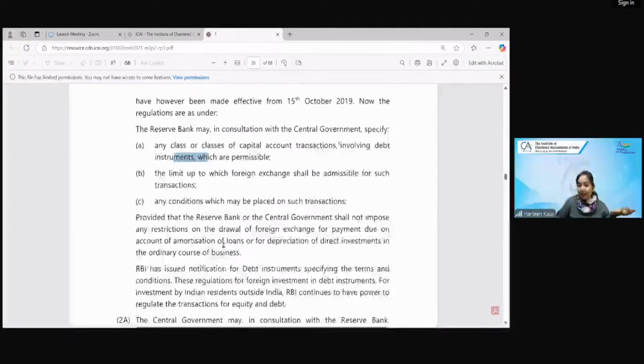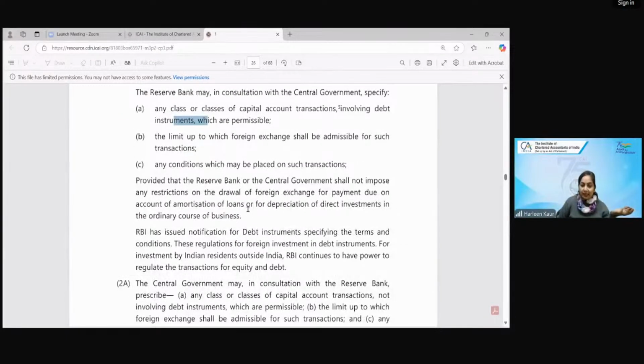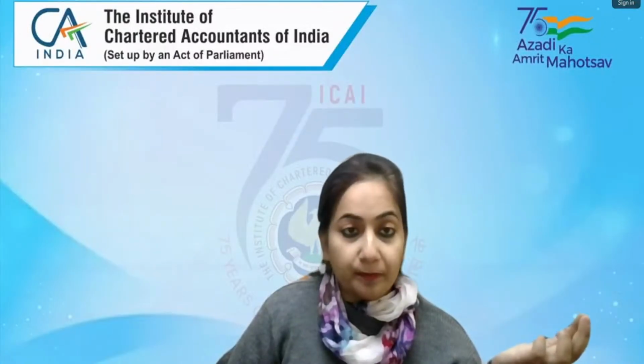Debt means liability creation, non-debt means the asset creation. Reserve Bank or CG shall not impose restrictions for the payment of amortization of loans or depreciation of investments. Now, this is very, very interesting. What is the meaning of amortization of loan? Can anyone tell me what is the meaning of amortization of loan?